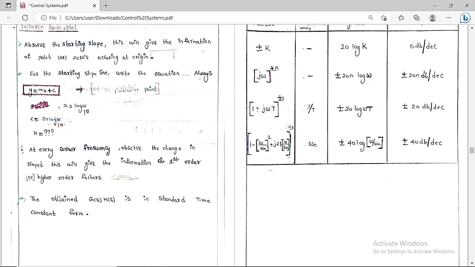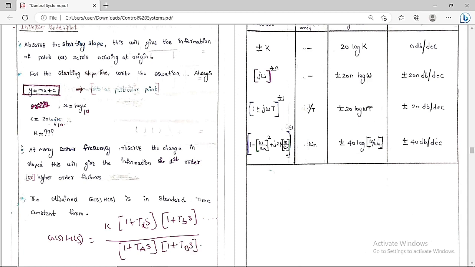So what is the standard time constant format? G of s H of s is equal to K into (1 + T1 s) into (1 + Ta s) into (1 + Td s) and goes on. Similarly in the denominator, I am going to add (1 + T_A s) into (1 + T_B s). So this is the standard time constant format of the open loop transfer function.